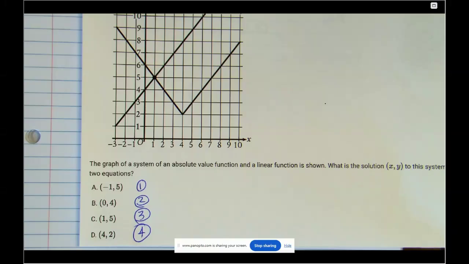Keenan, you with me today? Renee? 10, 3 is correct because look where they cross. It tells you this is absolute value. Who cares? Just look at it. What do they want? What is the solution to the system? Here it is. It's 1, 5, which is number 3. Okay? Super easy.